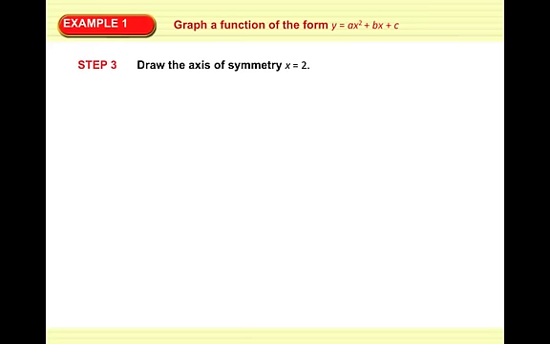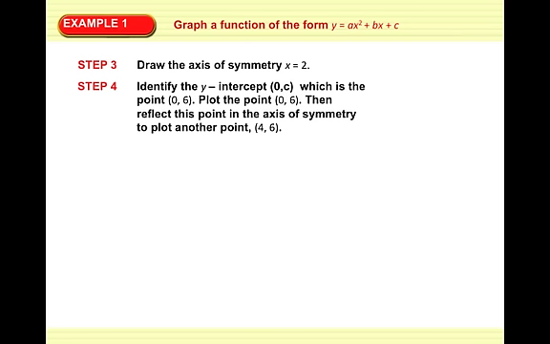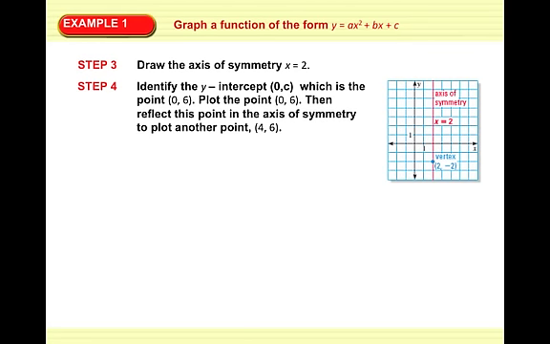You're going to draw in the axis of symmetry, that vertical line that runs through the vertex, so x equals 2. Whenever we draw in an axis of symmetry, we use a broken line. So draw a broken line at x equals 2. Identify the y-intercept, 0, c, which in this case is the point 0, 6. Plot 0, 6, and then reflect the other point.